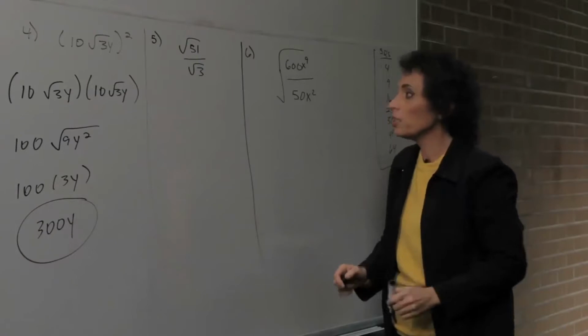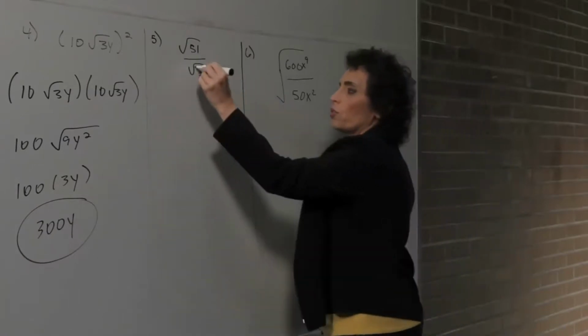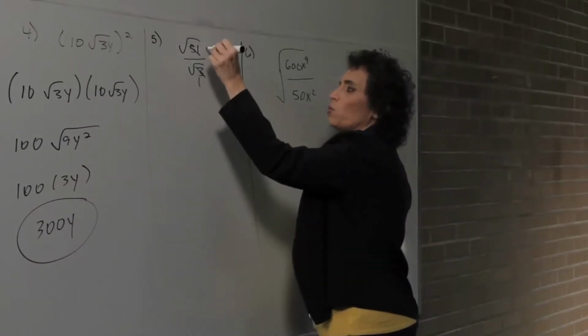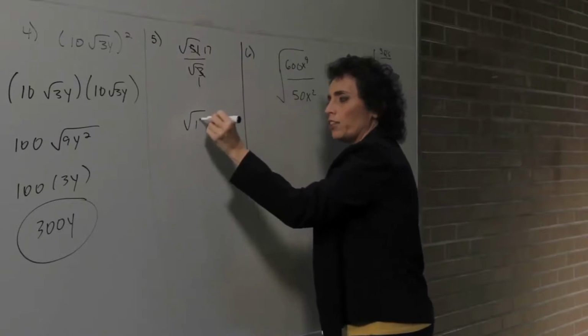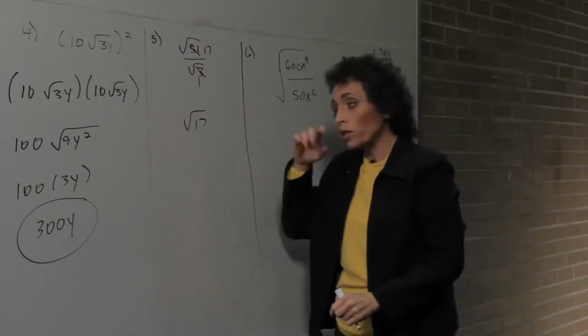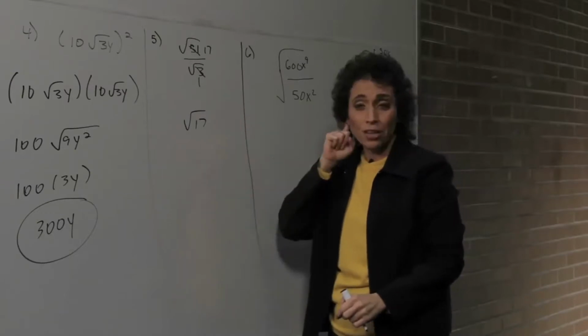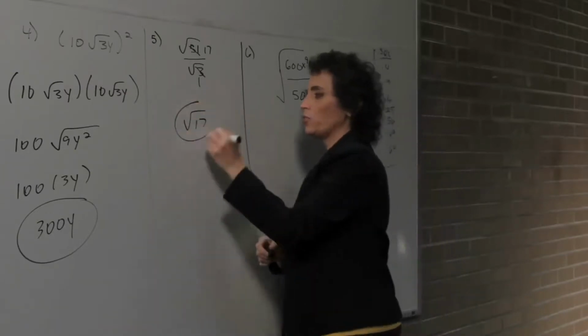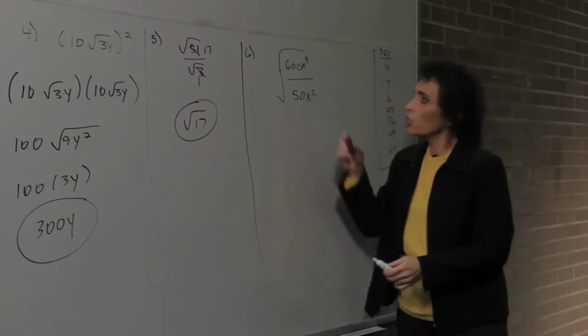All right, we can reduce. 3 goes into 3 once. 3 goes into 51 17 times. That's the square root of 17 over the square root of 1. The square root of 1 is 1. So that's all I have. I'm done. Wasn't that pretty? That was nice. Okay, I'm going to reduce here.